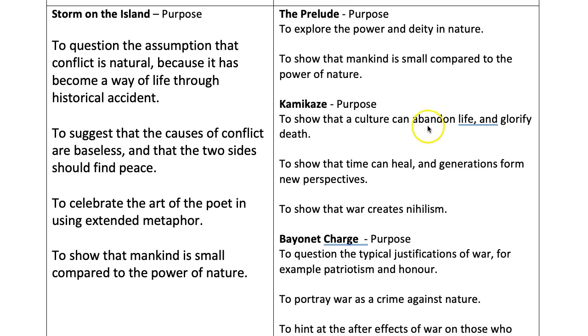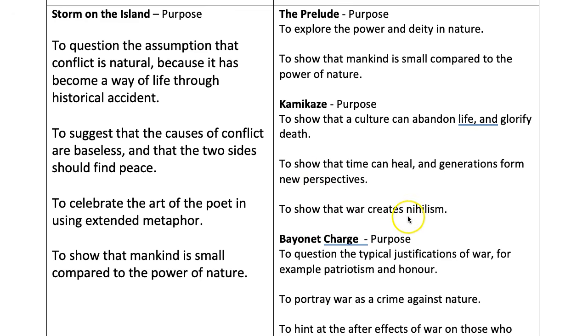To show that a culture can abandon life and glorify death. So there's a slight difference here. This one celebrates death. This one just thinks its conflict is normal and therefore death is normal. To show that time can heal and generations form new perspectives. Here, the poet is asking for people to heal by preventing the conflict. So a different sort of perspective.